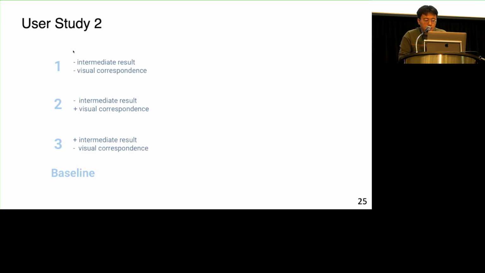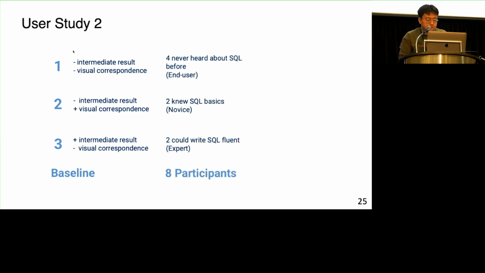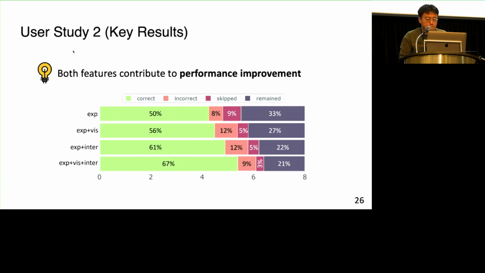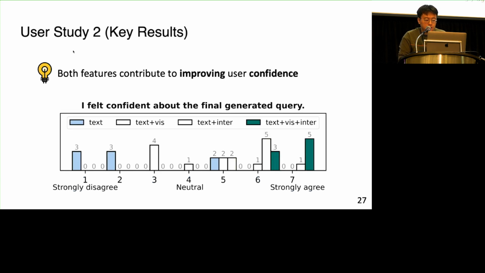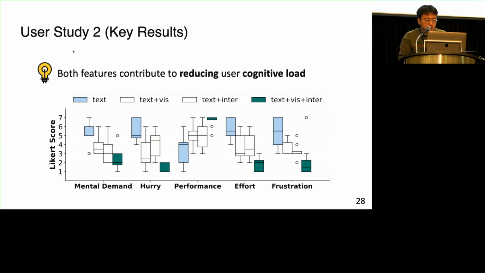In the second user study, we created three baselines by disabling the intermediate query result feature and the visual correspondence feature. We recruited 8 participants and asked them to complete the same tasks as in user study 1. And we found both the intermediate query result feature and the visual correspondence feature contribute to performance improvement. And through our final survey, we found that both of these features contribute to improving user confidence and reducing their cognitive load.